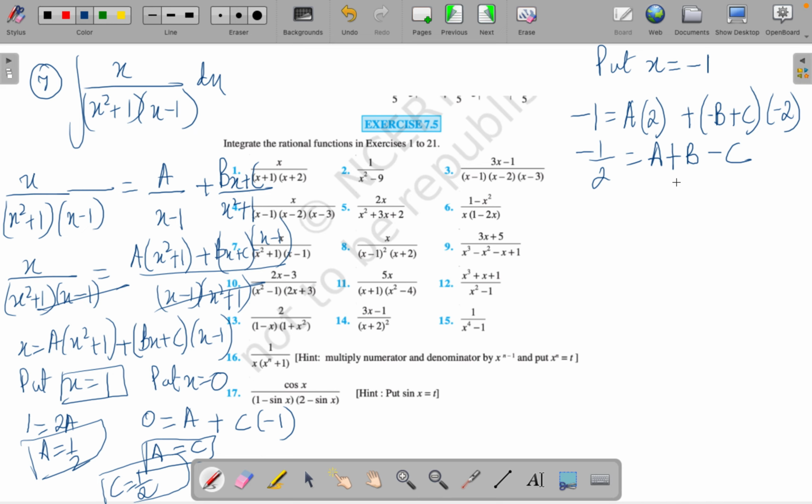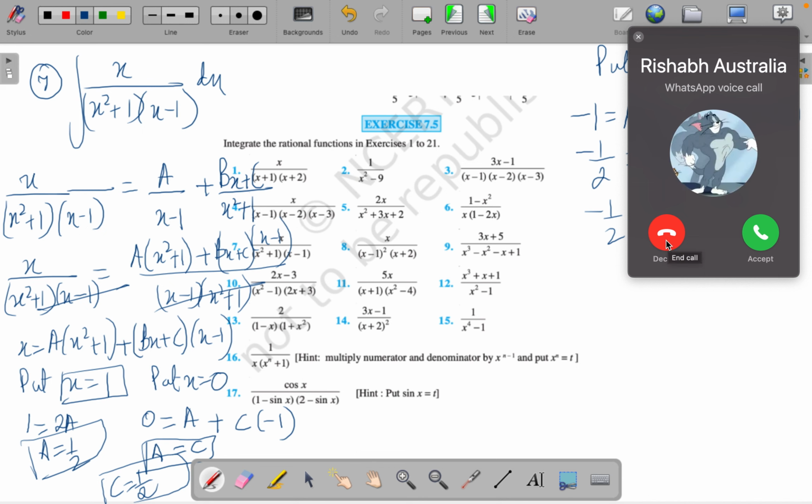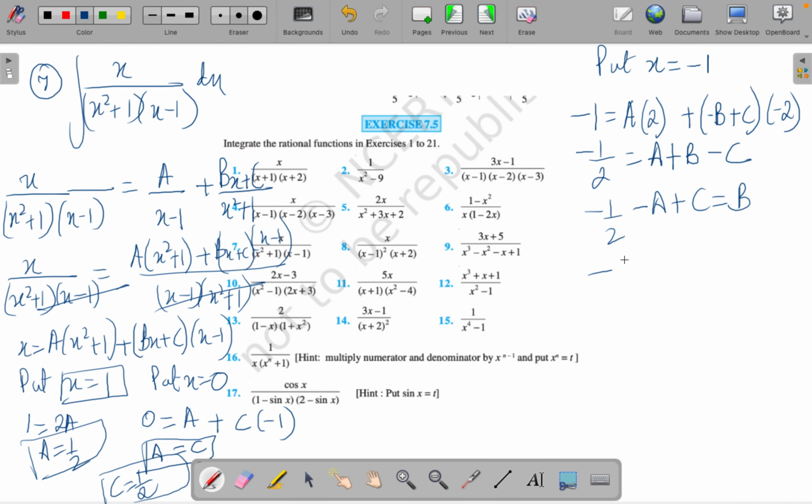So we have to calculate B. So −1/2 − A + C = B. So let's put the value. −1/2, A is half, and C is also half. So B has come out to be −1/2. So we got this. Now let's put it back in this.